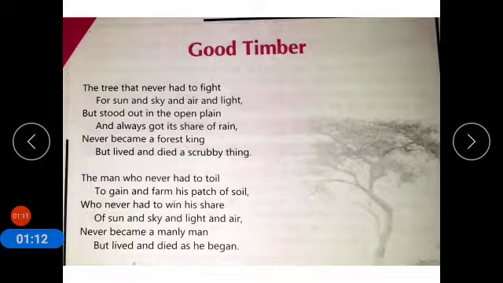Good Timber. The tree that never had to fight for sun and sky and air and light, but stood out in the open plain and always got its share of rain, never became a forest king, but lived and died a scrubby thing.